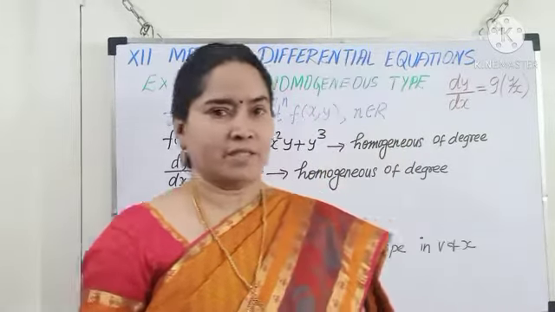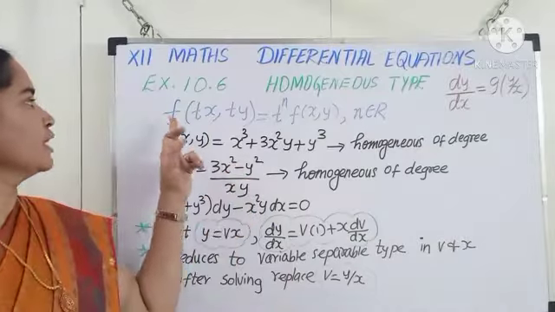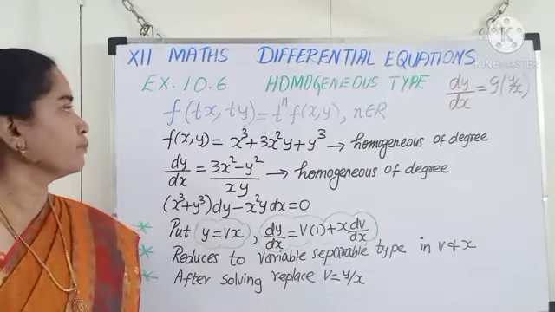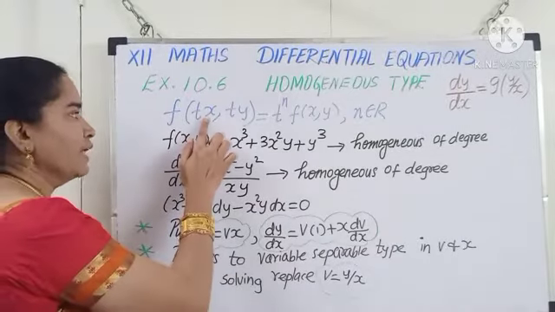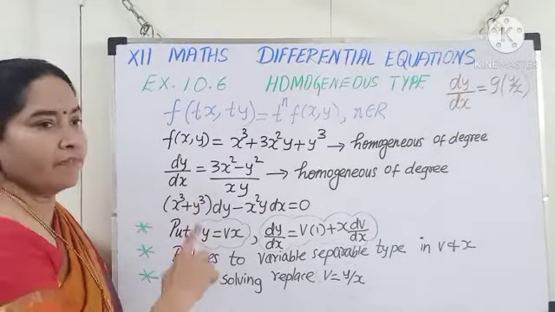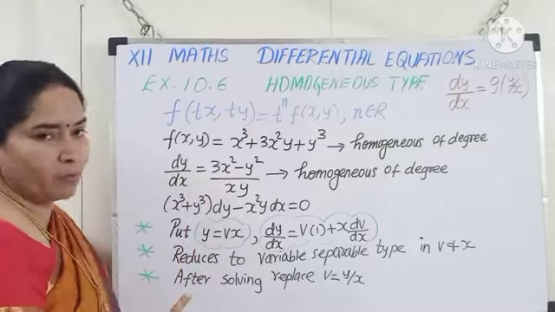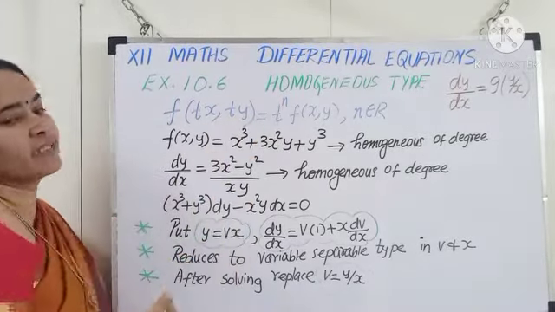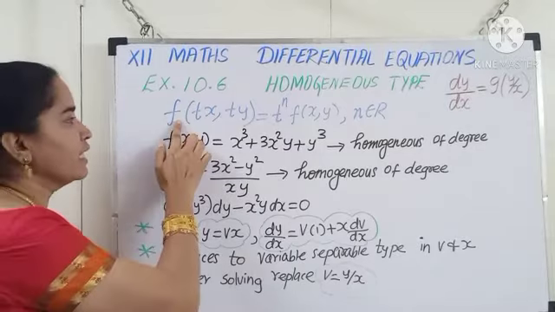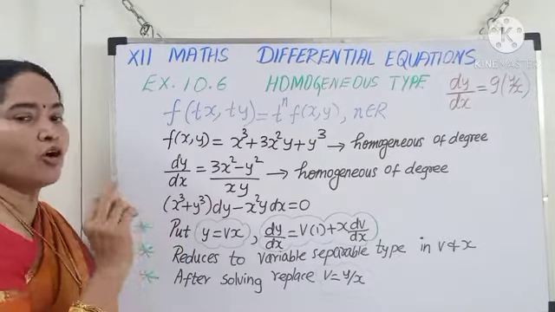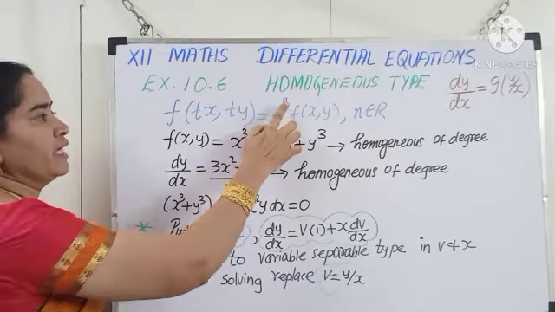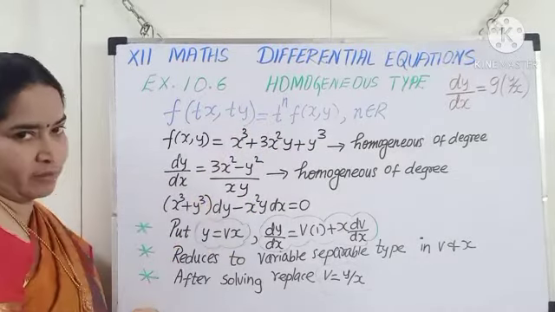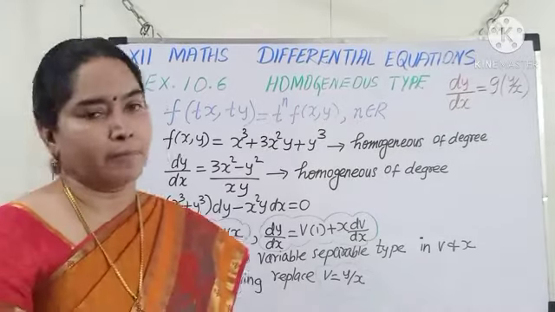Euler defines, suppose there is a function f in terms of x and y. Now, wherever x comes, I put tx. Wherever y comes, I put ty. Now, t power n comes out as common. I can declare f is homogeneous of degree n in x and y. This n could be any real number.